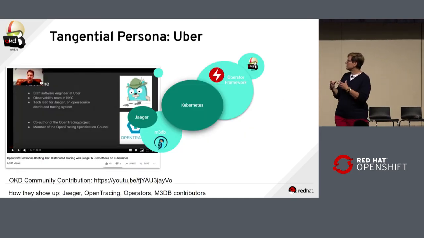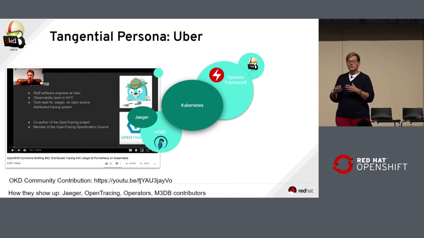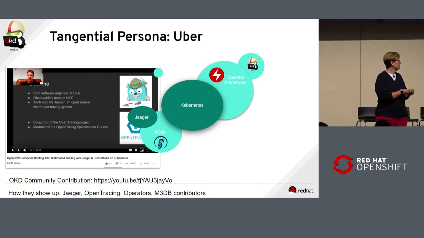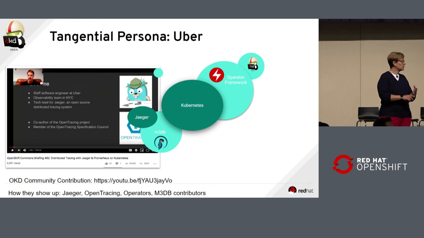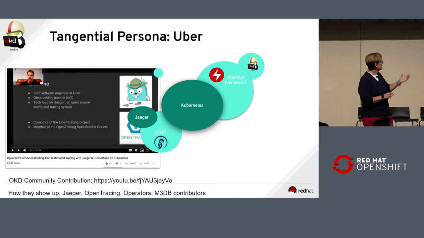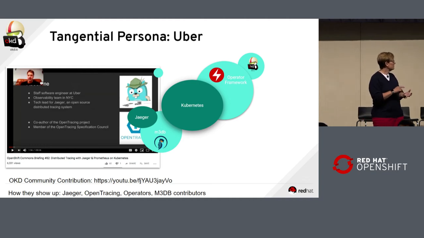So we wanted to start teasing out some of this and looking at it not just at an individual level, but at a company level. Like, where else is Uber? We are just using them as an example on this one. Where else are they showing up in this ecosystem? So they show up, obviously, here in Jaeger, OpenTracing.